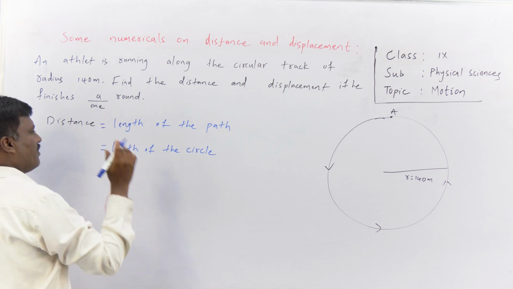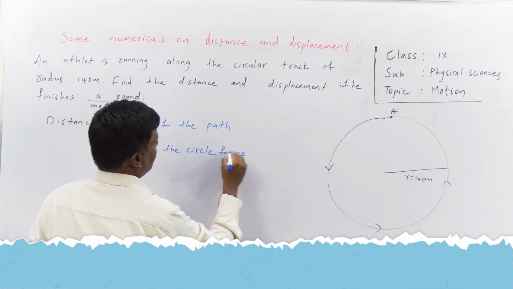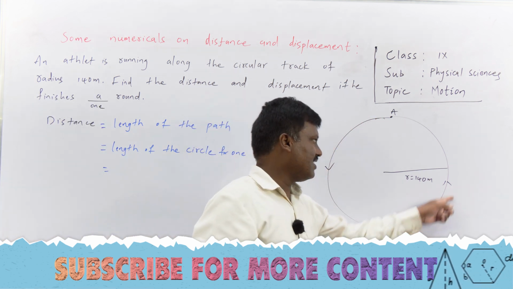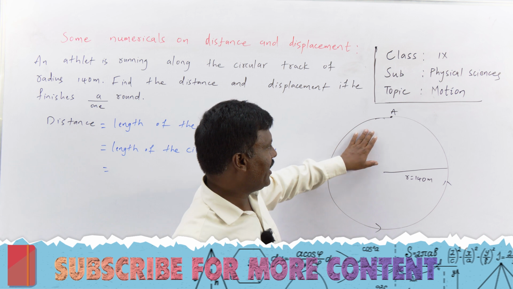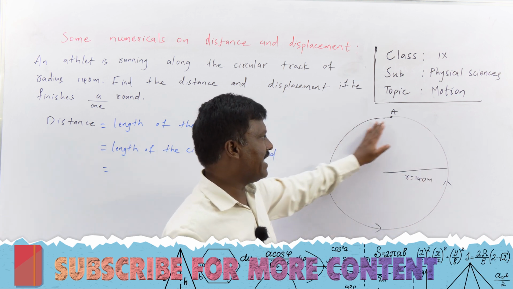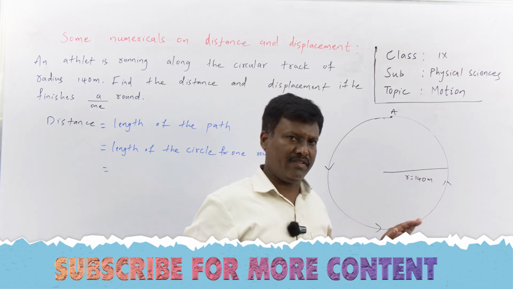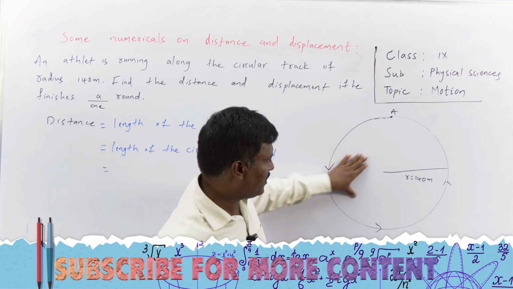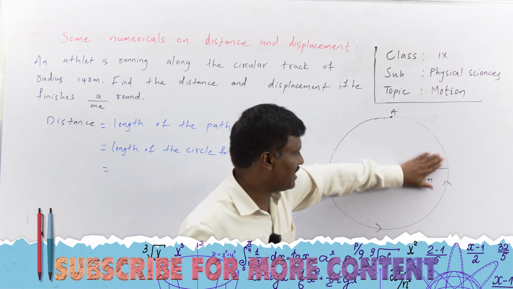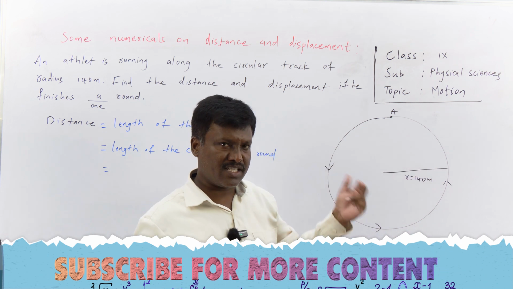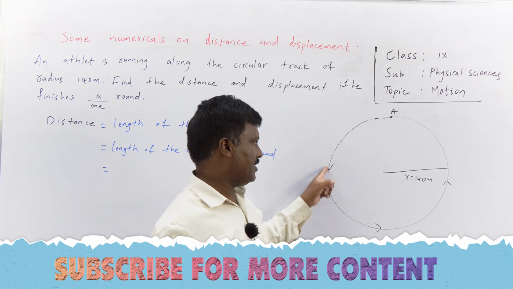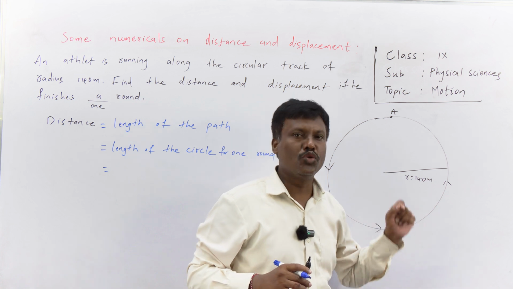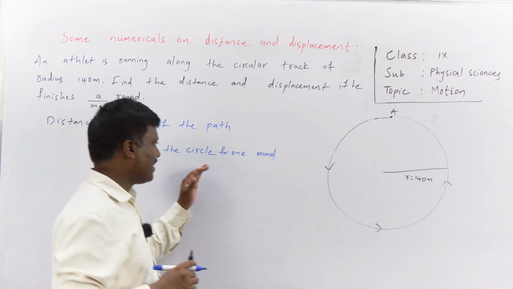What is the length of the circle for one round? For one round, it is equal to the circumference of the circle. If you want the complete area inside, there is one formula, pi r square. So pi r square is the formula to find the area covered by the circle. But to find the length of the path, the complete length of the boundary line of the circle, we use 2 pi r. That is the circumference of the circle.